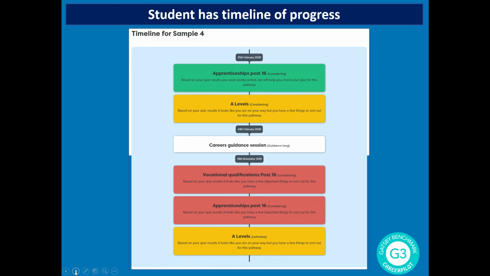What you must do after guidance is get the students to go back in and edit their pathway plan responses, because you're hoping that as a result of your intervention, they now have moved up, if you like, in this example. So the 25th of February, they now have 2 pathways rather than 3, and they're green and amber.